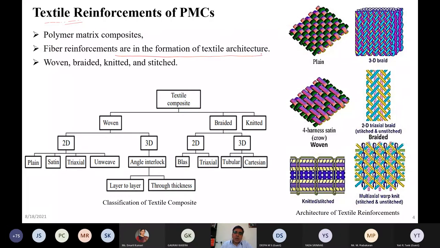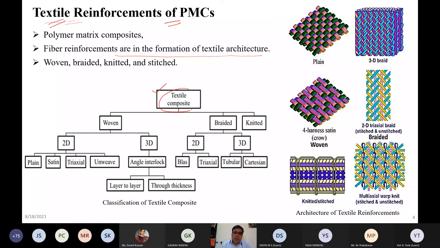You see, there are lots of applications of polymer matrix composites. But within these PMCs, there is another category, the advanced materials, advanced composite materials, which can be referred to as textile composites or textile reinforced PMCs. All right. So now, how do we differentiate, or further classify this?